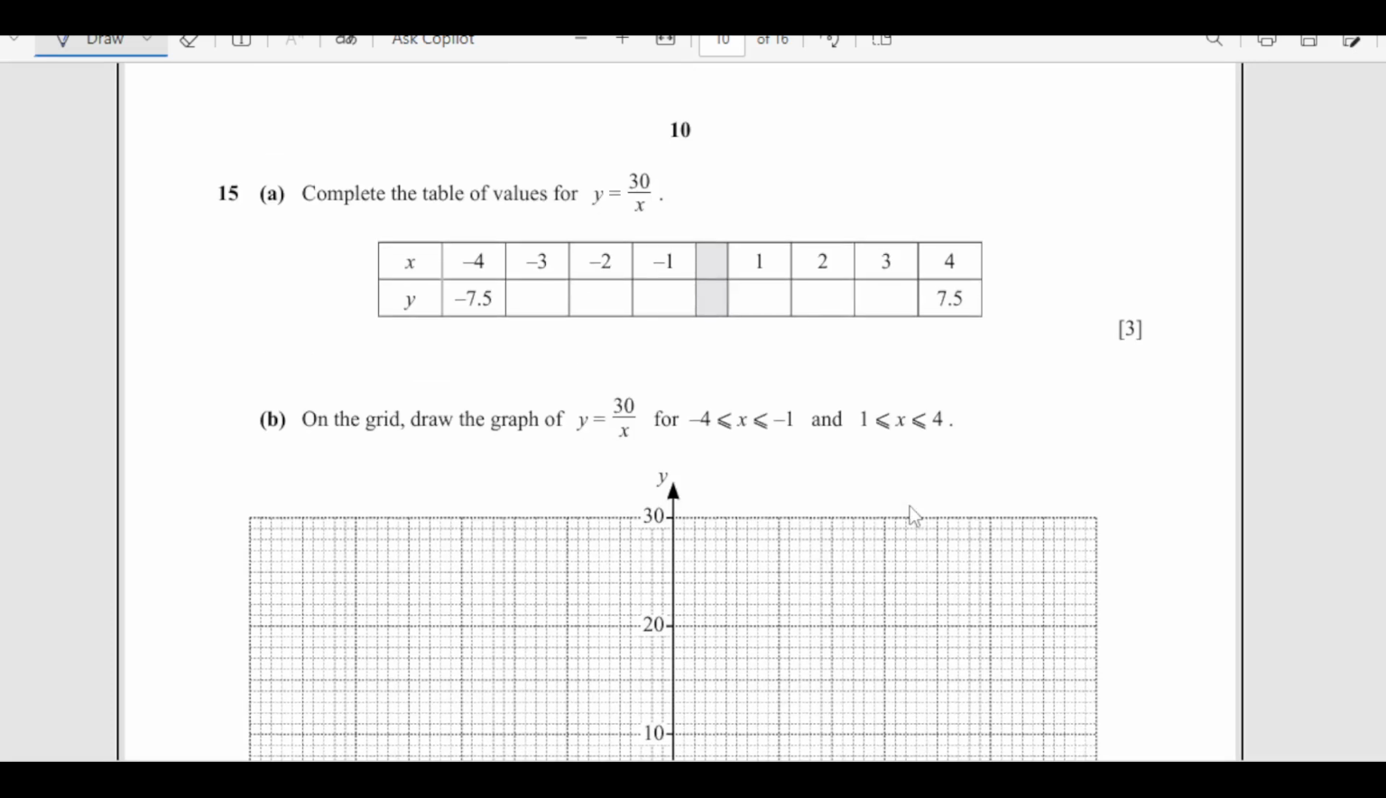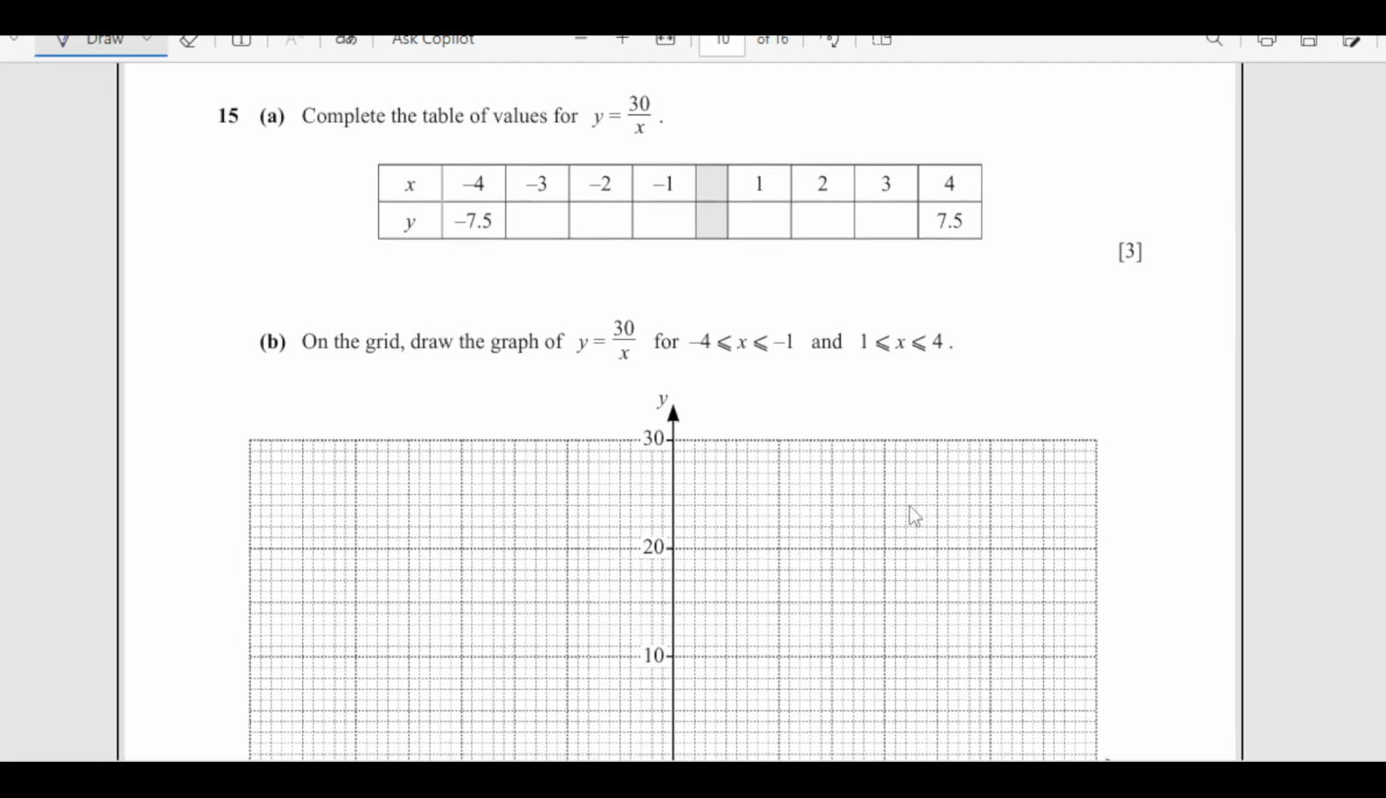Now next, number 15: complete the table of values for y equals 30 over x. Again I am reminding you, no calculator. Whatever x is, we are dividing. So 30 divided by negative 3 is negative 10. Then 30 divided by negative 2 will be negative 15, right? Then this is negative 30. So here it just goes with the opposite sign. All the numbers are going to be the same like this, right? Now on the grid, this is 3 marks, right? So do calculations carefully. Don't lose these kind of free marks.